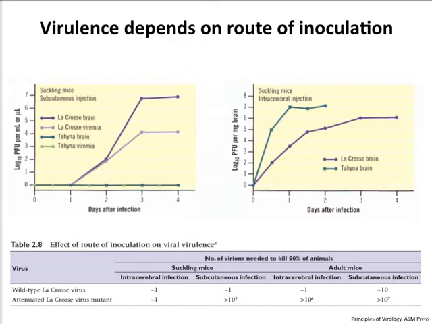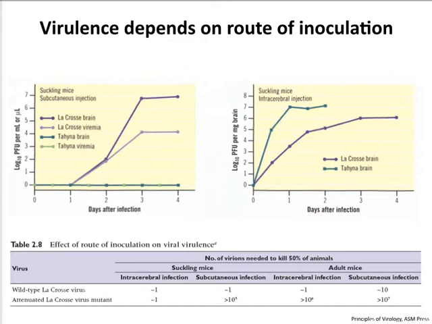Now, if you take these viruses and put them directly into the brain, both La Crosse and Tania, and we're looking at virus per milligram of brain, you can see they're both able to grow in the brain. So Tania, in fact, is growing to an even higher level in the brain than La Crosse. And they're both neurovirulent when given by this route. So if you put them both in the brain, they replicate well, and they both cause disease.